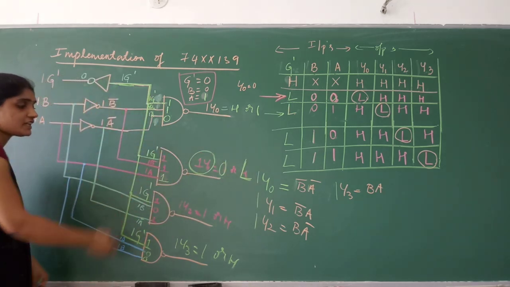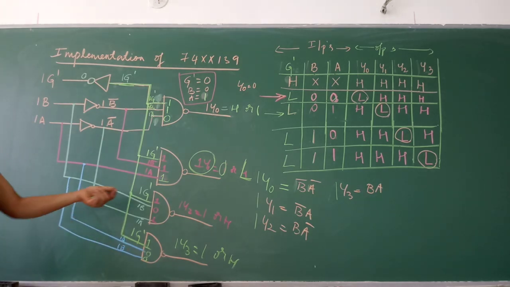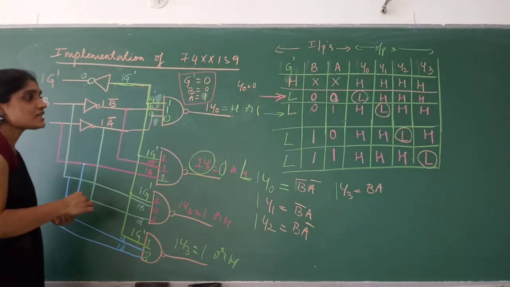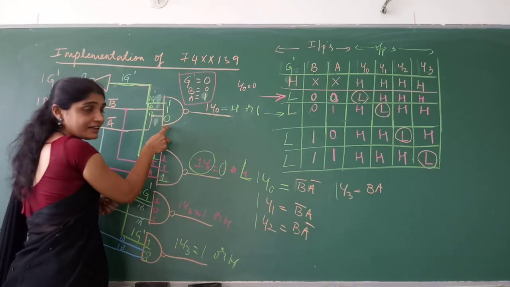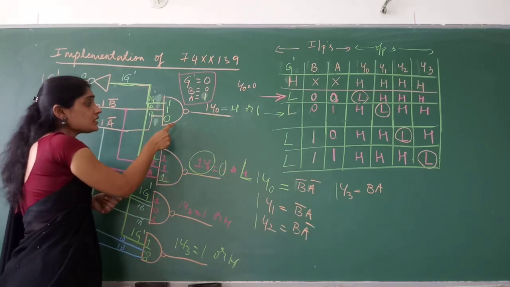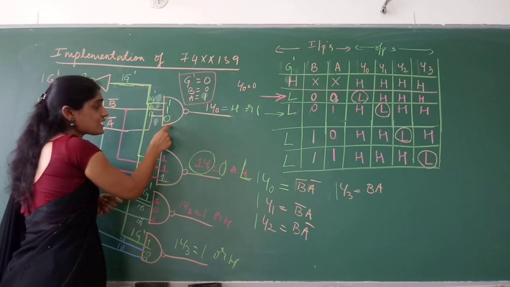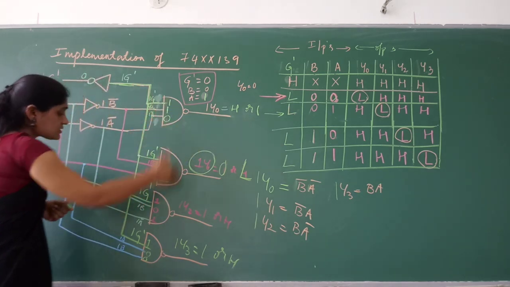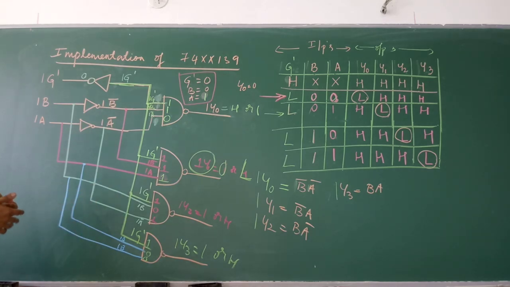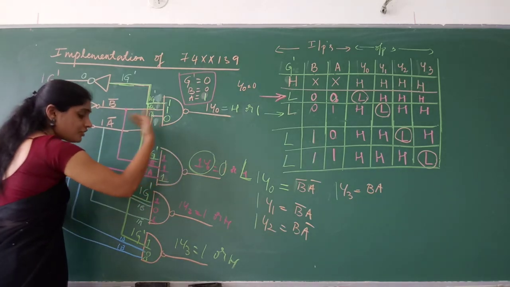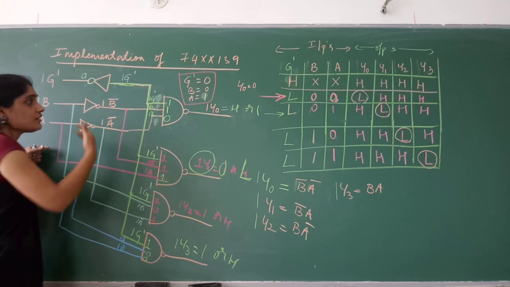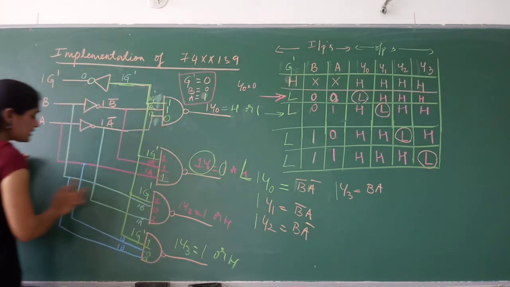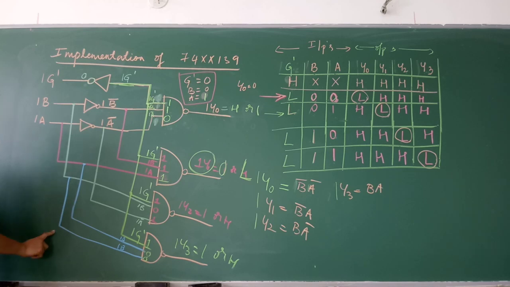You can check for these two gates. These two will be high because they are not active. So since the outputs are active low, I have to use a NAND gate. Otherwise I would have used an AND gate. So in the IC, this is how the gates are embedded. This is only for the first decoder. For the second decoder, similarly you can write. Same gates, but the inputs will be from 2A, 2B, 2G dash.